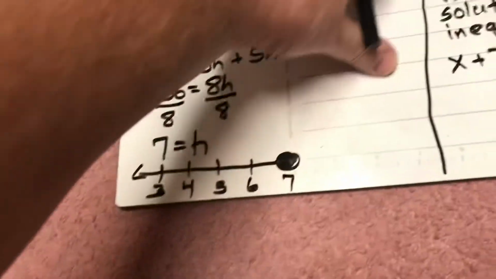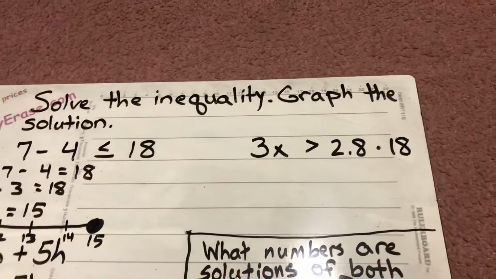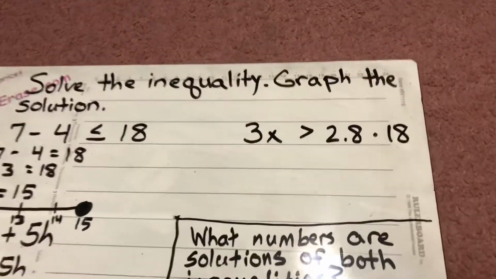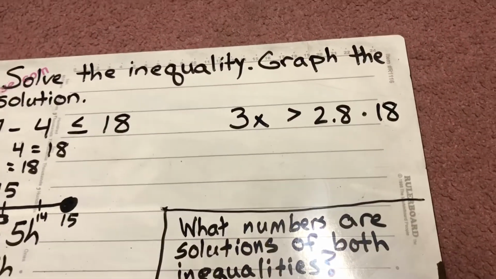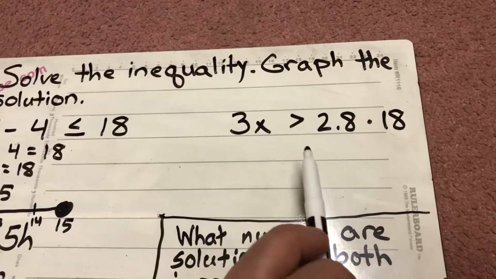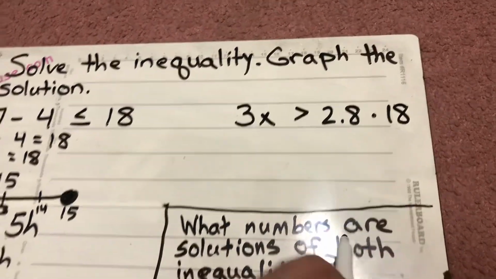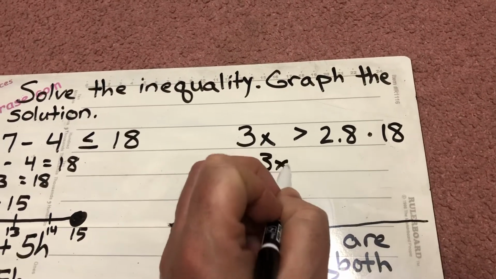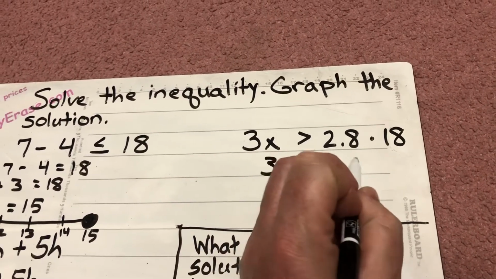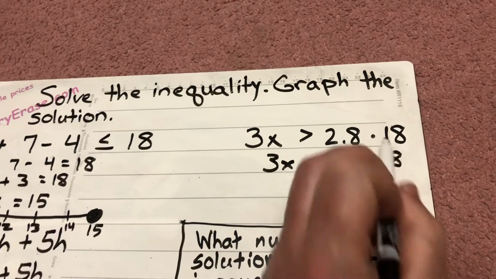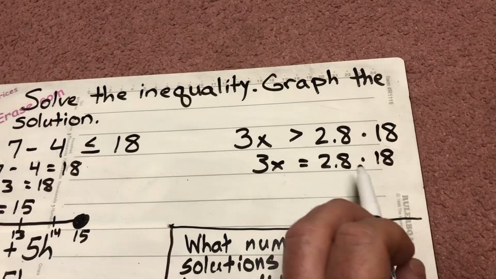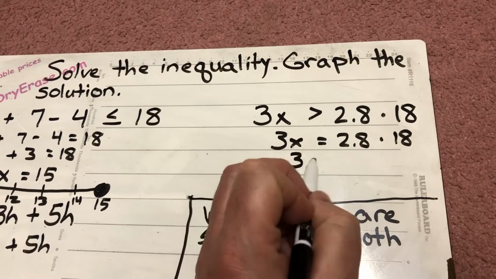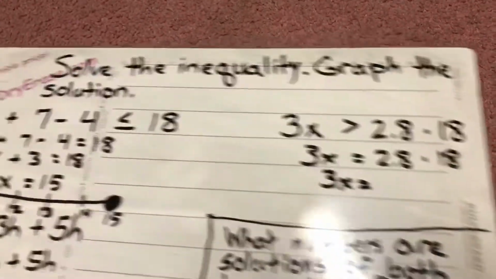All right? One more, then we'll move on. 3x is greater than 2 8/10 times 18. Well, first of all, we're going to think about this as 3x being equal to 2 8/10 times 18. So the first thing I have to do is just figure out what 2 8/10 times 18 is. So I know 3x equals that. So I'm going to come over here.